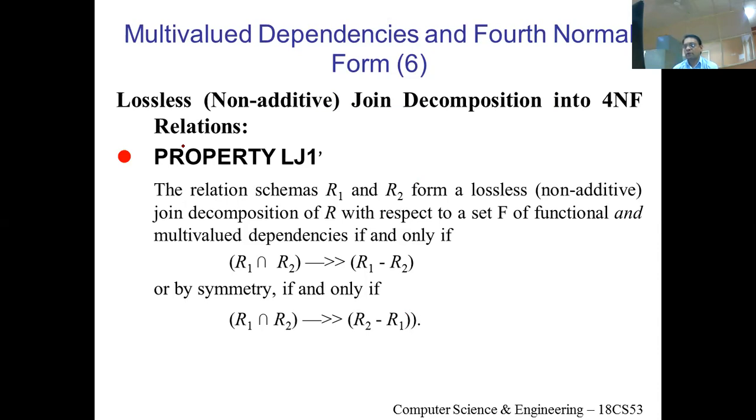So we have a property LJ1 here, and this lossless join decomposition to fourth normal form holds if and only if R1 intersection R2, where R1 and R2 are the decomposition of R, multi-determines R1 minus R2. So by symmetry of the definition, R1 intersection R2 multi-determines R2 minus R1. We can also write it like this.